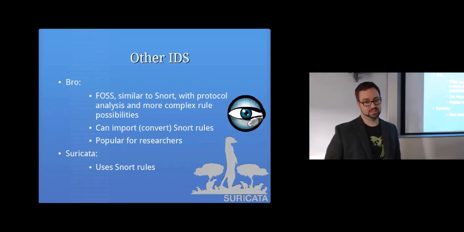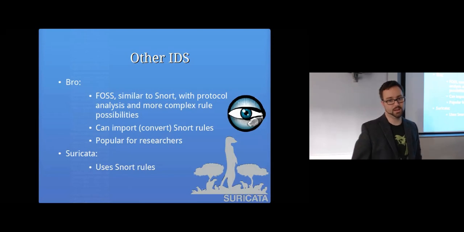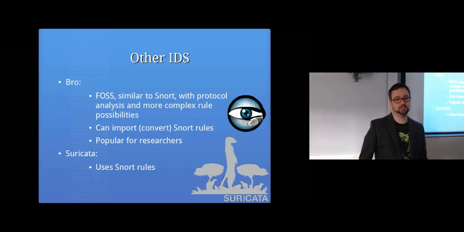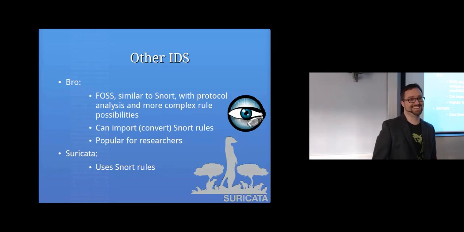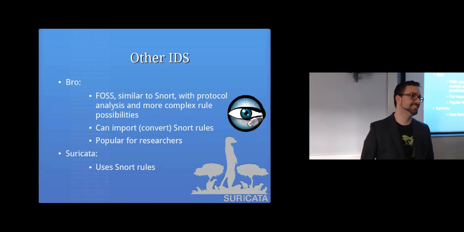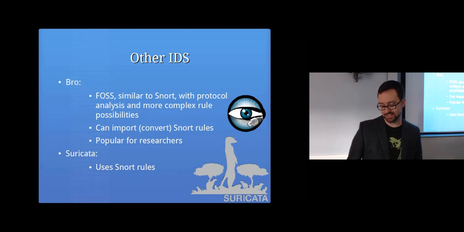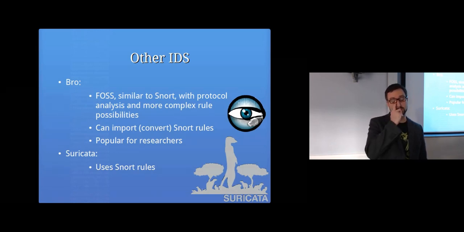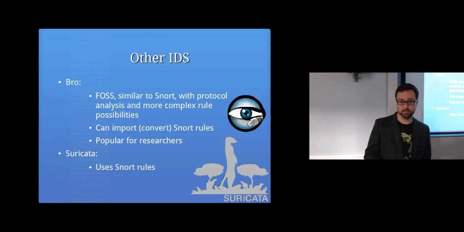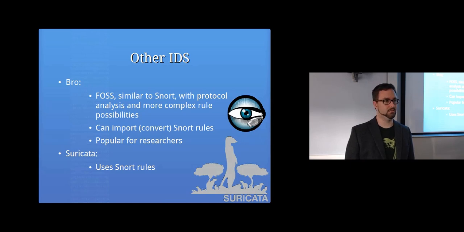So some other IDS systems, there's Bro, which is also free and open source software, and it can import Snort rules into its own format. And it has some extra protocol analysis and features that Snort doesn't have. There's also Suricata. How would you pronounce that? Suricata. Yeah, thanks. It's essentially a research project and supposedly a lot faster than Snort. I believe that's more like parallel processing. So it's designed to be a replacement for Snort, but it uses all the same rule set as well. I think from memory it's developed by a university.